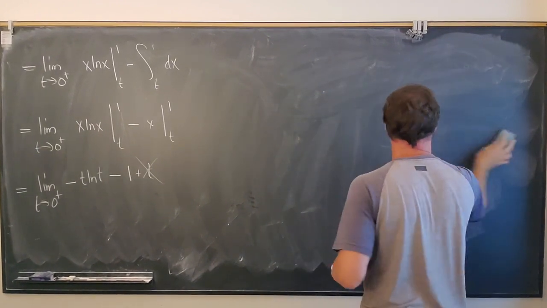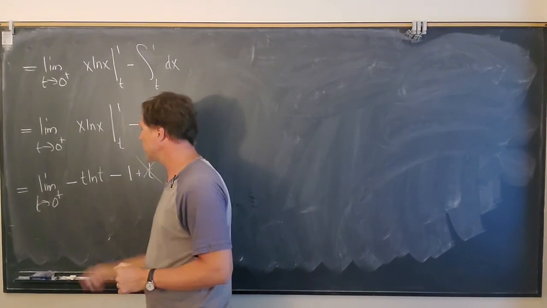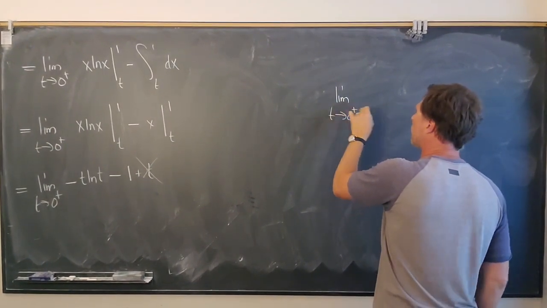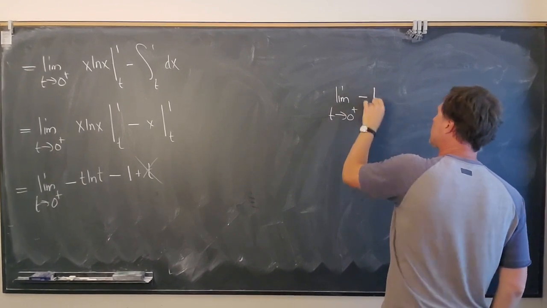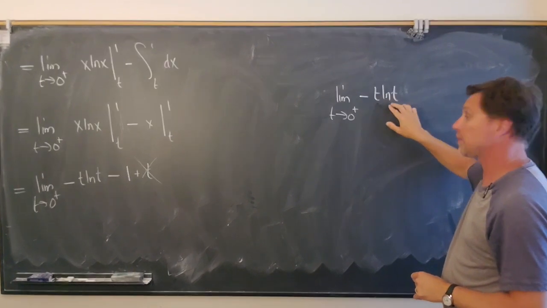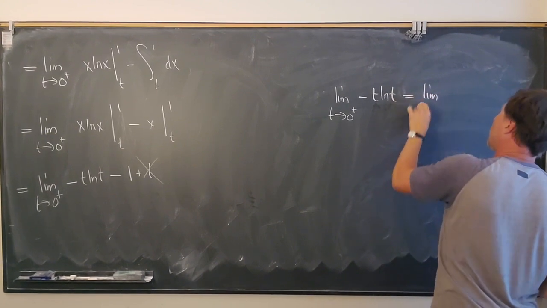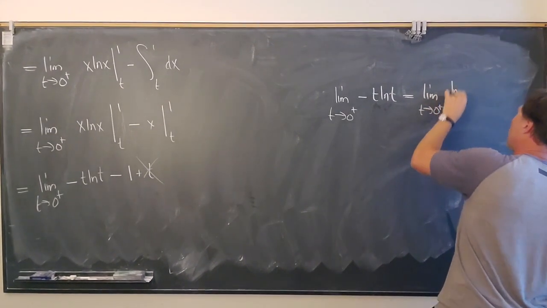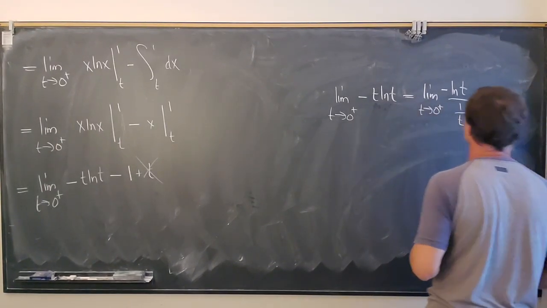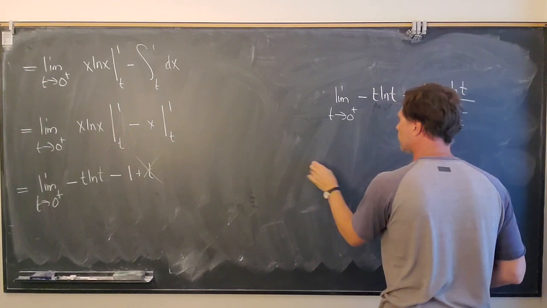That's an indeterminate form. As t goes to 0, we're going to get 0 here, and we're going to get a minus infinity right here. So off to the side, let's compute the limit as t goes to 0 from the positive side of negative t natural log of t. This is 0 times minus infinity, so it's indeterminate. I can rewrite this by dividing by the reciprocal: negative natural log of t divided by 1 over t. Now we've got infinity over infinity, so I can apply L'Hopital's rule.